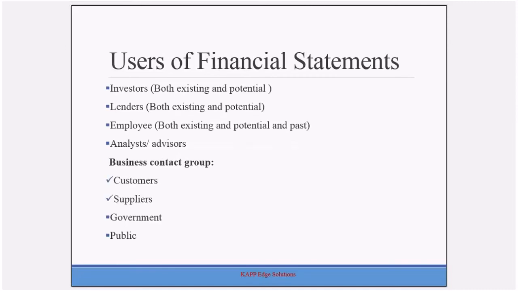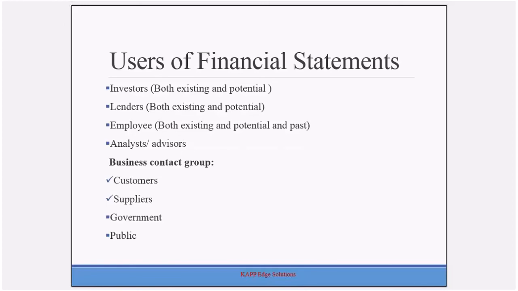Then the question arises, for whom are we making the financial statements? It is not just for management or employees. It's for all the stakeholders who are involved with the business in direct or indirect capacity. For example, it could be investors. Investors are also called shareholders or stockholders. It could be both existing and potential investors.